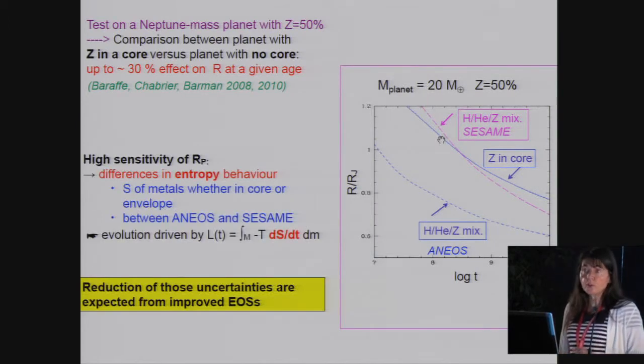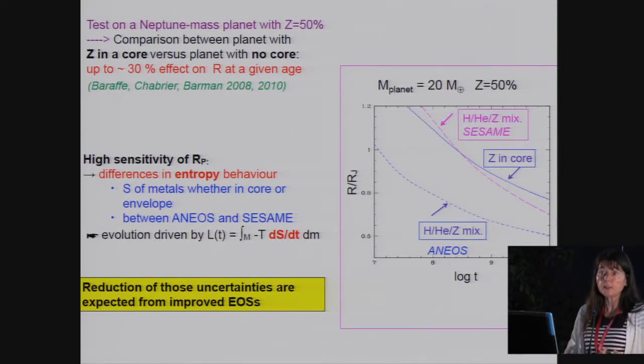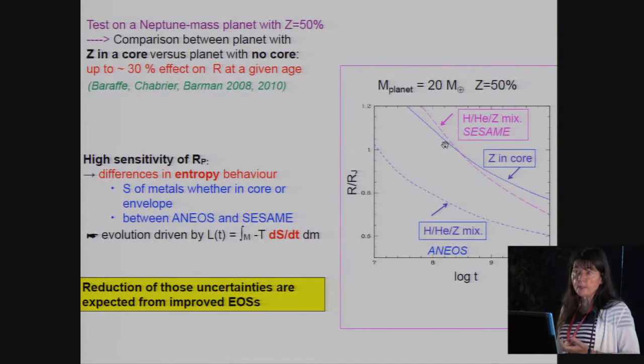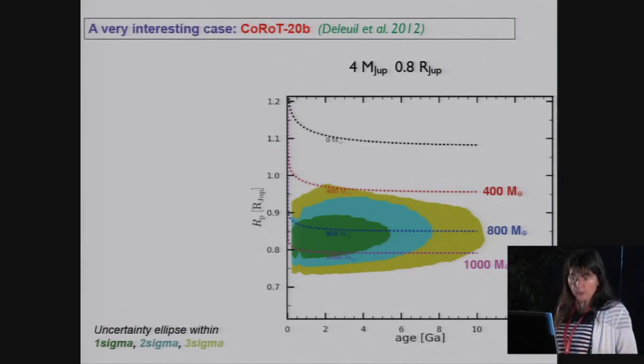And this difference is due to different entropy calculations between ANEOS and SESAME, and also different entropy behavior of metals, whether you put them in the core or in the envelope. Entropy and derivatives of entropy are crucial, because this is what drives the evolution. As you know, the luminosity of a planet or a star is driven by the contraction, or by the loss of entropy, which is due to contraction and loss of heat. But hopefully, the reduction of those big uncertainties will come with the new ab initio equations of state.